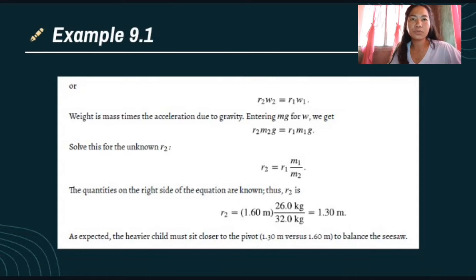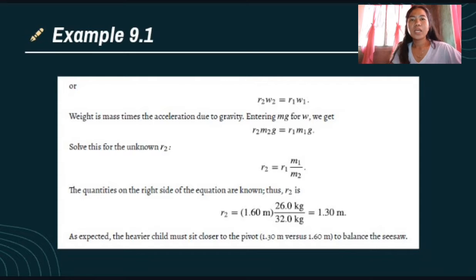Thus, R sub 2 equals (26.0 kilograms) divided by (32.0 kilograms) times (1.60 meters). So, the answer is 1.30 meters.